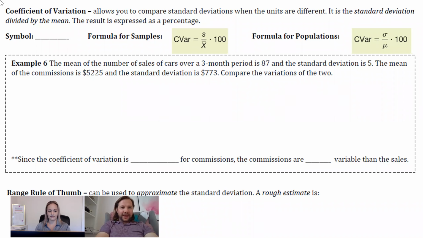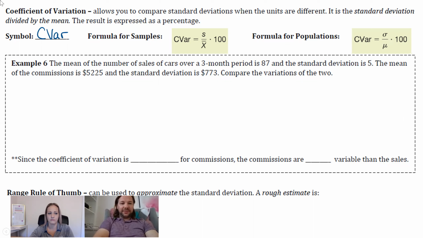Okay, so welcome back. Now we're going to talk about the coefficient of variation. What the coefficient of variation is: you take the standard deviation and you divide by either your sample mean or your population mean, depending on whether you're working with samples or populations. So it's the same formula in either case. And what it does is it allows you to compare the standard deviations when you have different units of measure.